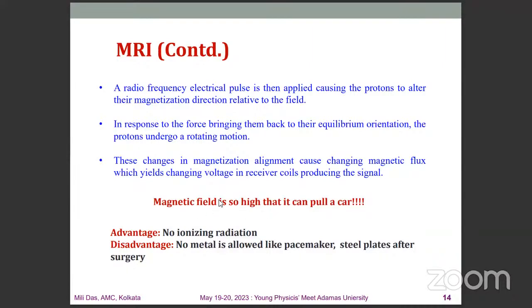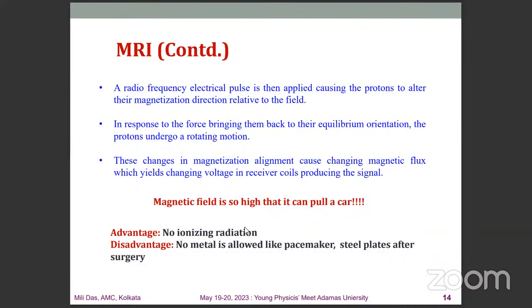MRI caution: the magnetic field is so high, that is 0.5 Tesla to 1.5 Tesla. Abroad, it is 3 to 7 Tesla. It is so high that it can pull a car. So we should be very careful about this, because in recent days at Woodlands Hospital in Kolkata, we have seen that it pulled an oxygen cylinder which hit a technician.